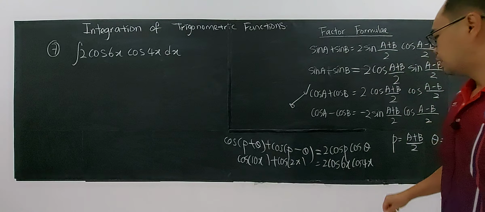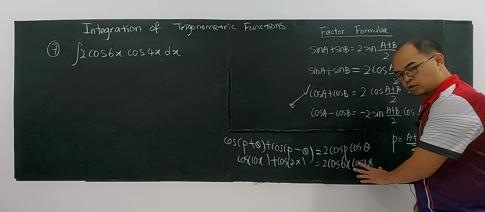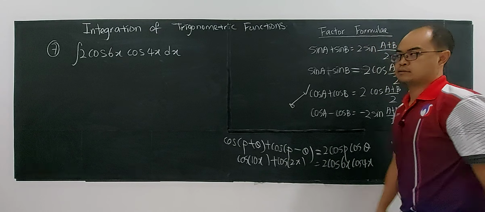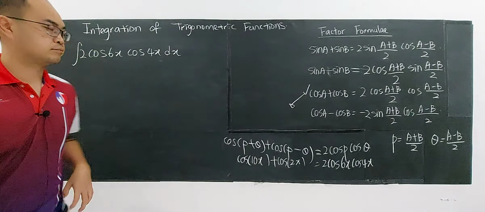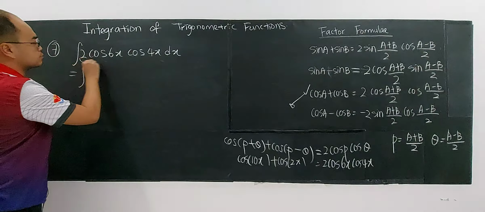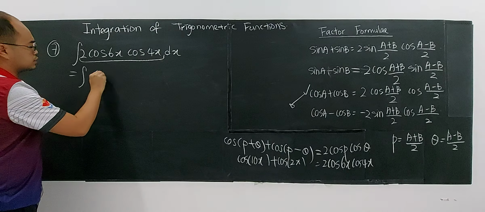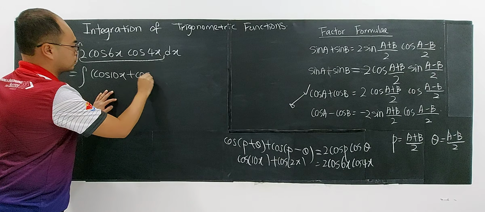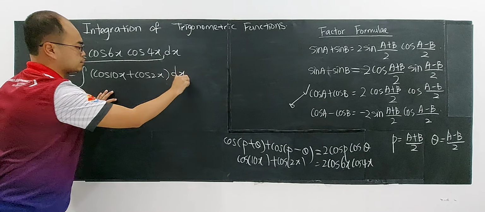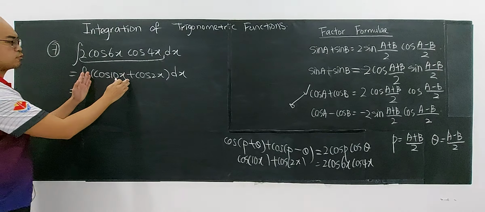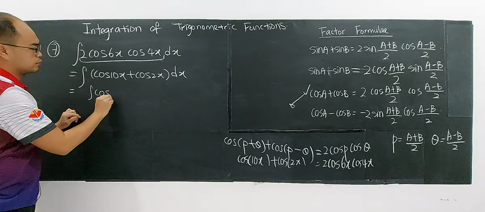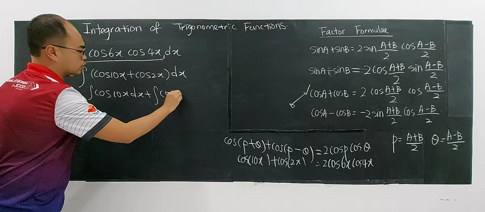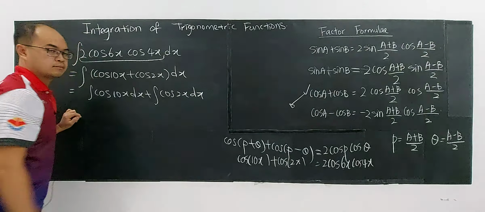Now you can see that 2 cos 6x cos 4x is produced by taking cos 10x plus cos 2x. They are actually equivalent. So I have converted this product form into addition form, which is in the form of cos 10x plus cos 2x dx. Right? Now you see this is not a product form, it's a single form. So you can actually rewrite this as the integral of cos 10x dx plus the integral of cos 2x dx, right?